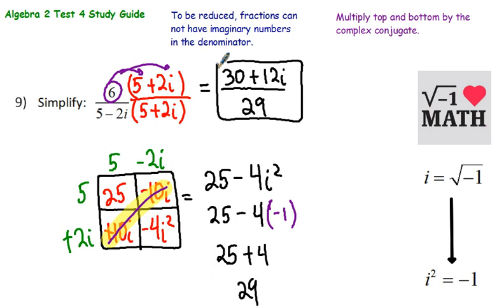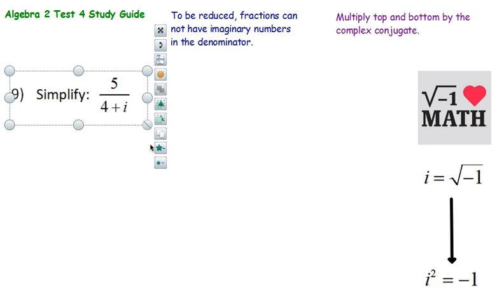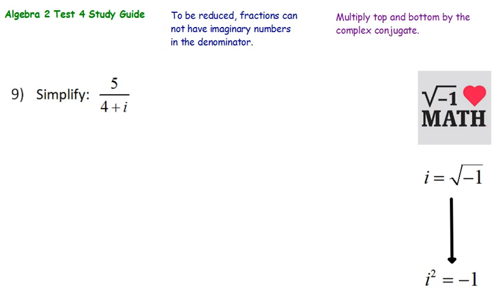All right, so we should have number 9 on the right side finished at this point. Let's go ahead and check it. 5 over 4 plus i. So again, always the opposite on the i part. So you're multiplying times 4 minus i, doing that to top and bottom. And then what we want to do is distribute. So let's multiply that out. And so we end up with 20 minus 5i.